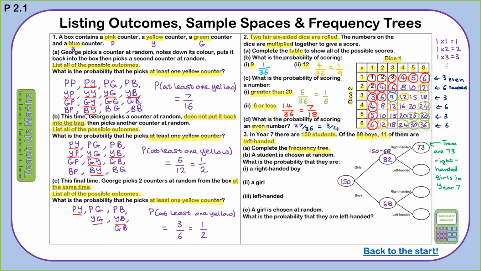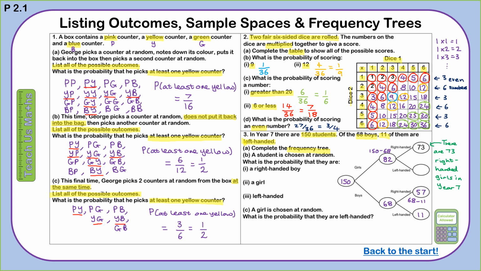So of the 68 boys, 11 of them are left-handed. So in the section for left-handed boys, we want 11. That means that we can work out how many right-handed boys there were by doing the total number of boys, take away the number of left-handed boys. 68 take away 11 means that there were 57 right-handed boys in Year 7.